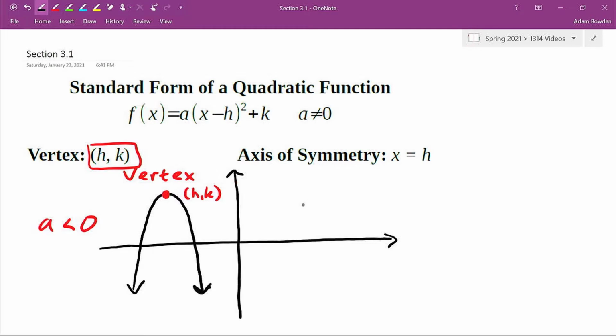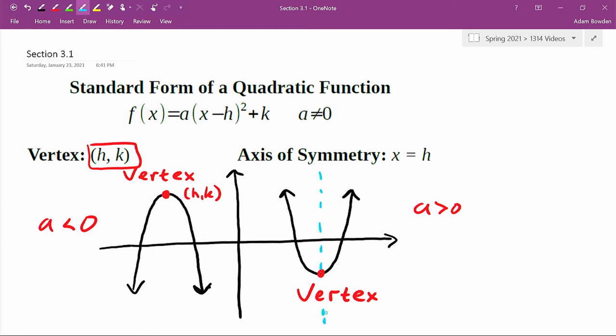On the other hand, if a is not negative but positive, greater than 0, then the quadratic function will be a parabola pointing upward. We still have our vertex, but now it's going to be down at the bottom of the parabola rather than at the top. We have something called the axis of symmetry. The axis of symmetry is x equals h, because h is right down the middle of the parabola and cuts it in half, a vertical line going through x equals h.